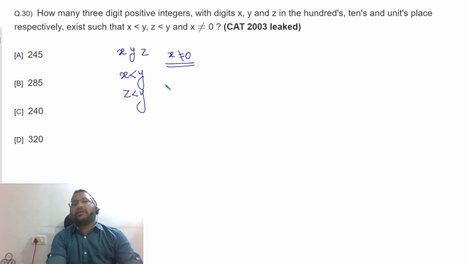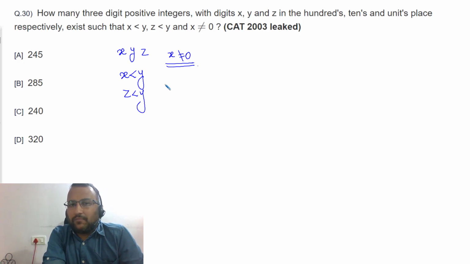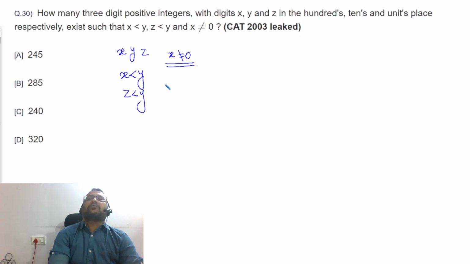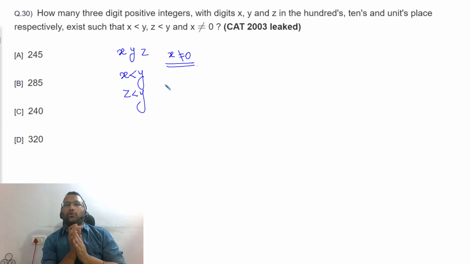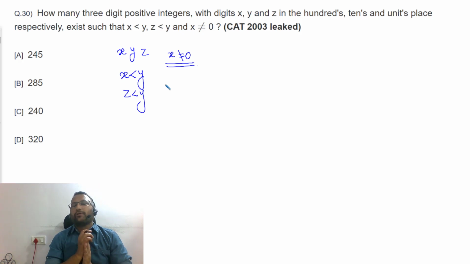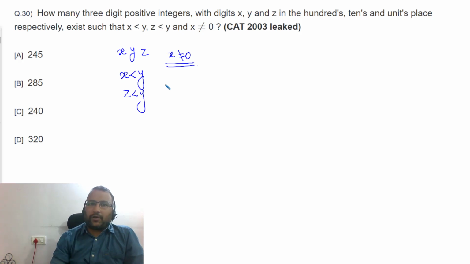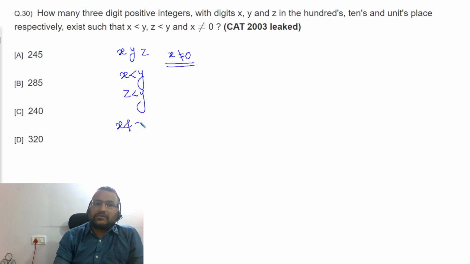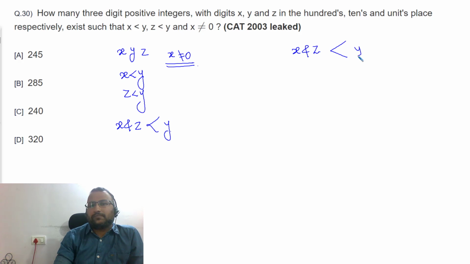We know that x is less than y, we know that z is less than y, but we don't know among x and z which one is greater and which one is smaller. That we don't know. So over here we need to make the cases. Let's have a look at it. Over here we need to make the cases, x and z are less than y, everyone.